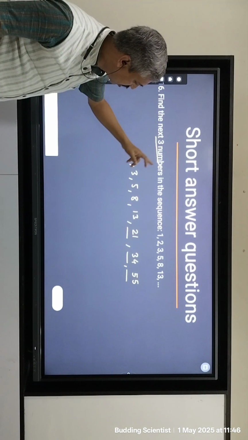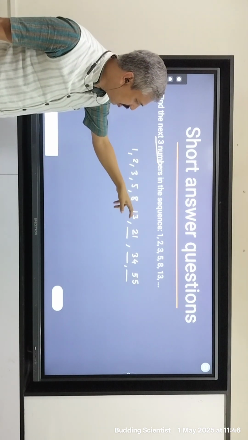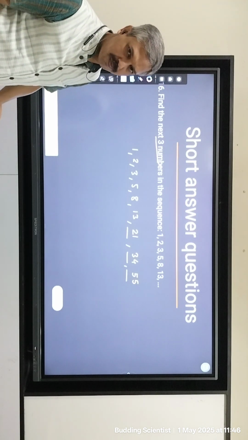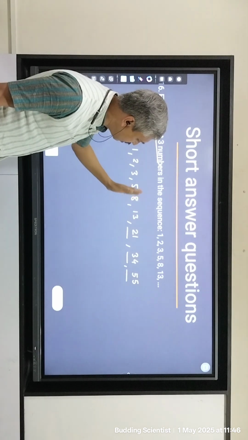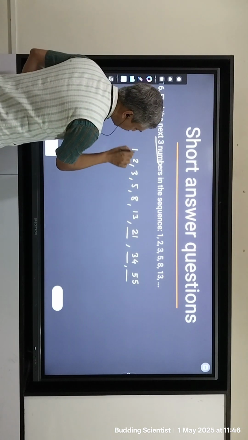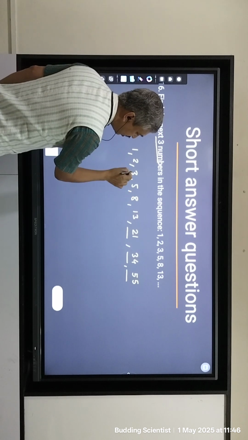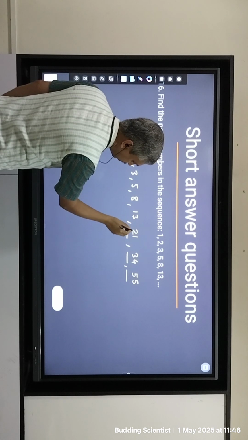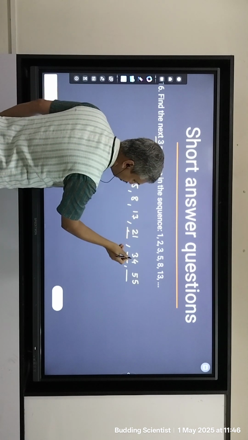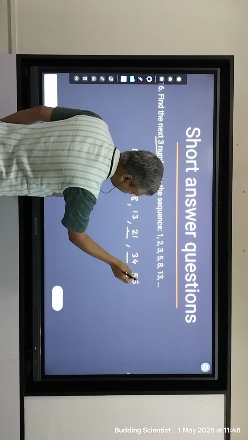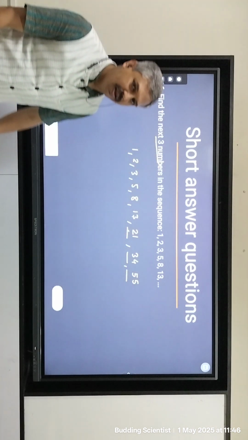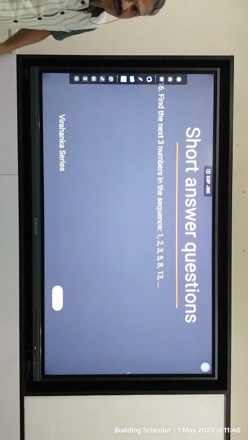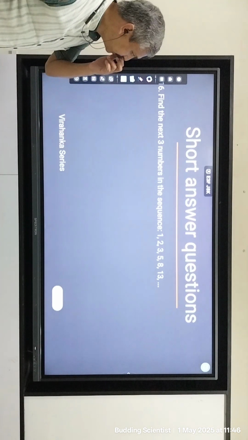1, 2, 3, 5, 8, 13. Every next number is equal to the sum of the previous 2 numbers. So 3 is equal to 1 plus 2, 5 is equal to 2 plus 3, 8 is equal to 3 plus 5, 13 is equal to 5 plus 8. So the next number will be 8 plus 13, which is 21. The next number will be 13 plus 21, 34. The next number will be 21 plus 34, 55, and so on. There is a special name for this series. What is the name for this series? The name is Virahanka series. We have it in the textbook.